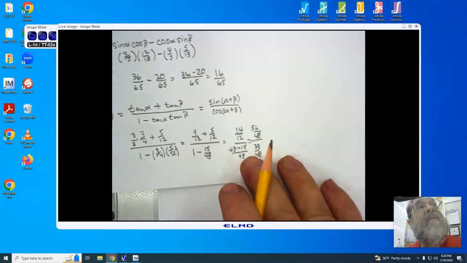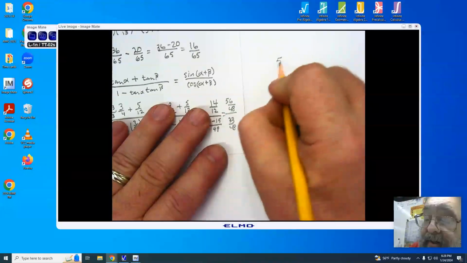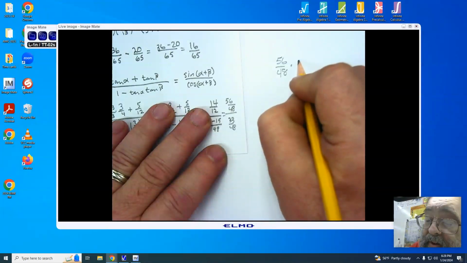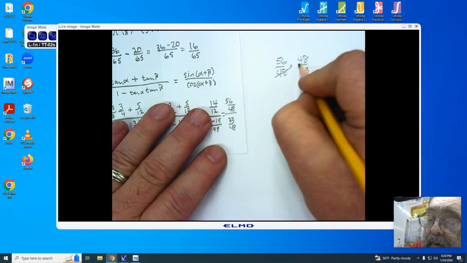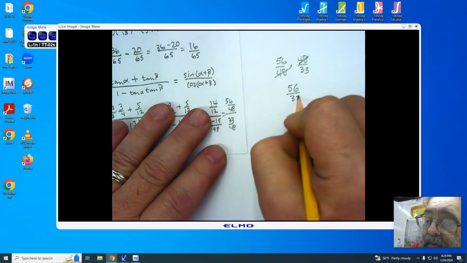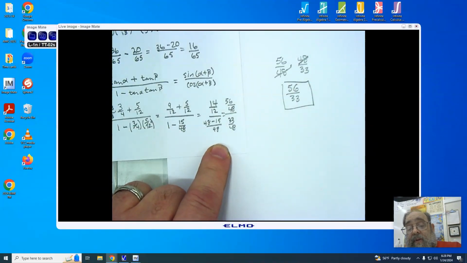Now notice, if I keep going with this, I'm then looking at 56/48, and I multiply by my reciprocal, 48/33. The 48s will cancel, and I now have 56/33. This is the exact ratio for the sum of alpha plus beta, and this is our goal.